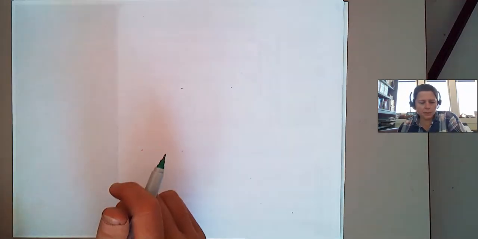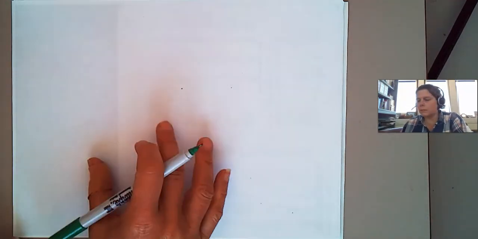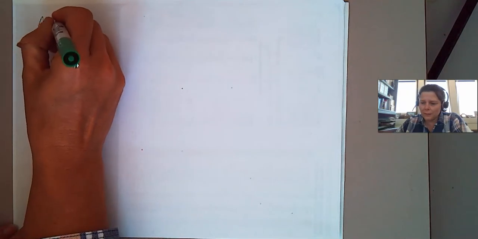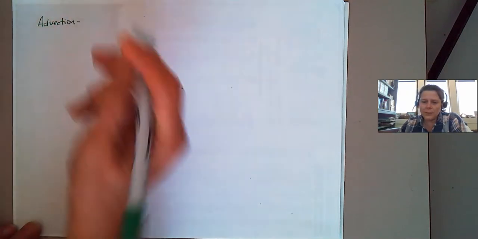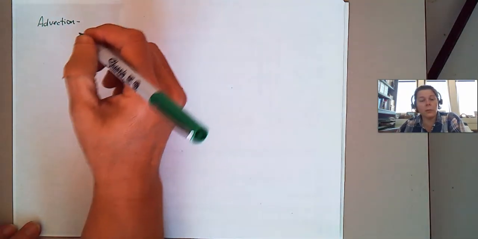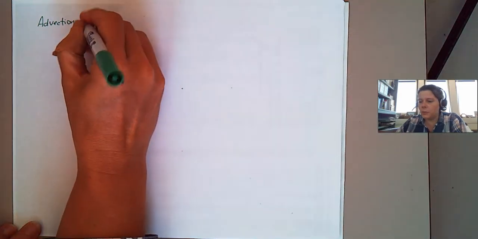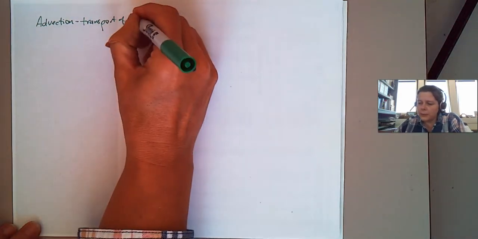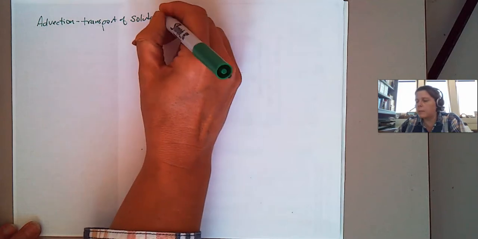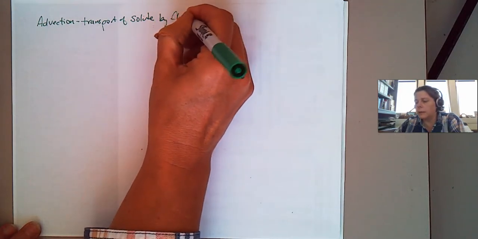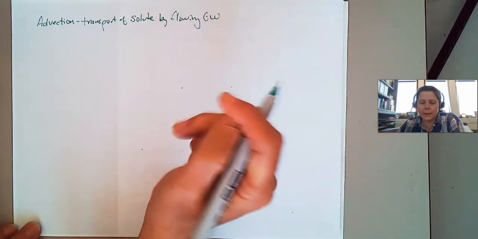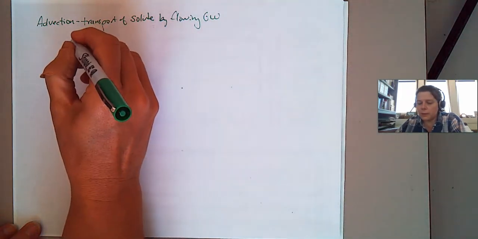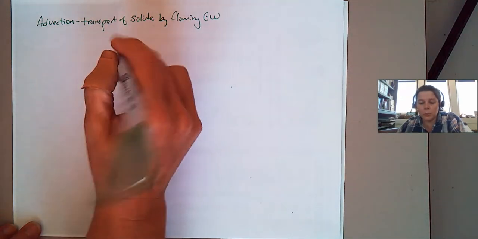So the next part of our advection dispersion equation is advection. This is the transport of solutes in flowing groundwater. Remember we talked about what a solute is. So this is what we also refer to as flow like in a tube, or plug flow.